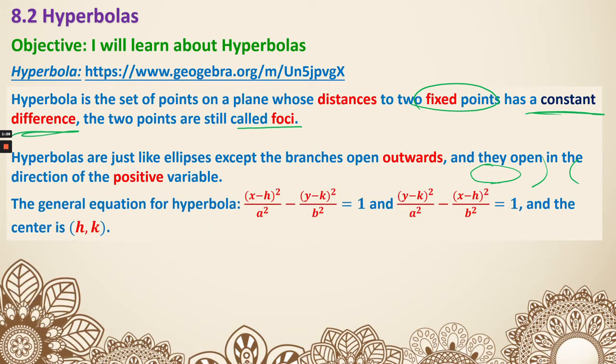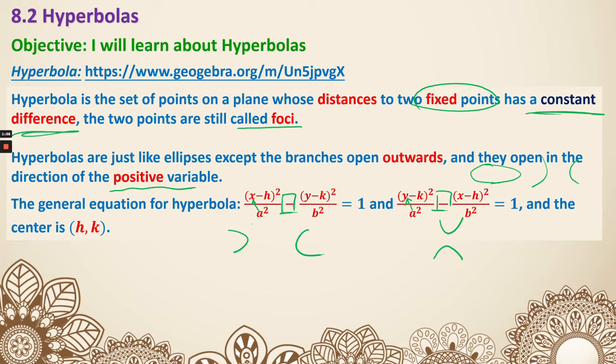As you may notice, the only difference in the general equation compared to the ellipse equations is right here. Instead of a plus sign in the middle, it's going to be a subtraction sign. That is why the previous sentence says they open in the direction of the positive variable. So in this case, a is positive with x, or a is positive with y. That means the first equation is opening left and right, and the second equation is opening up and down. The center will still be h, k.